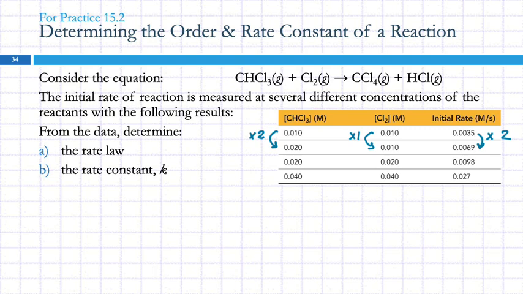So our rate law is going to be the rate is equal to the rate constant times the concentration of the first reactant. And we just figured out that that's first order. I'm going to write the 1 in there. Times the second reactant concentration raised to some power. We haven't figured that one out yet.